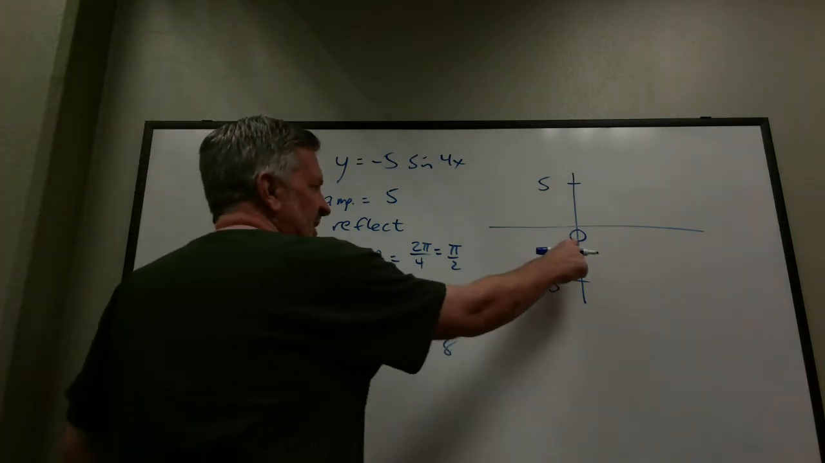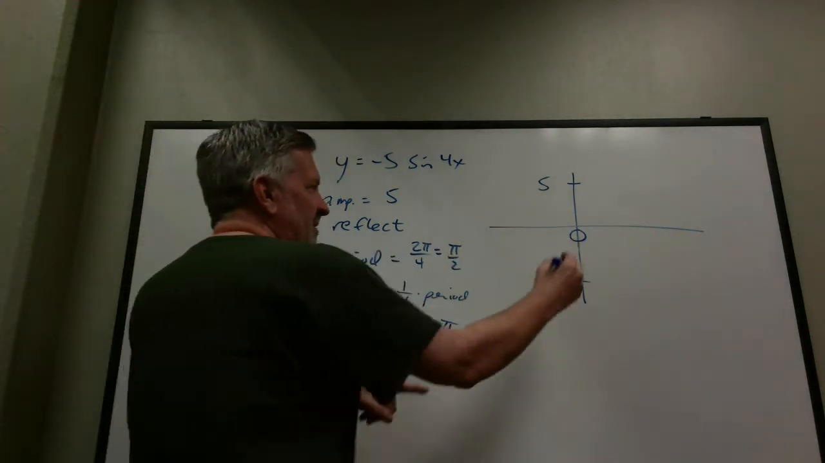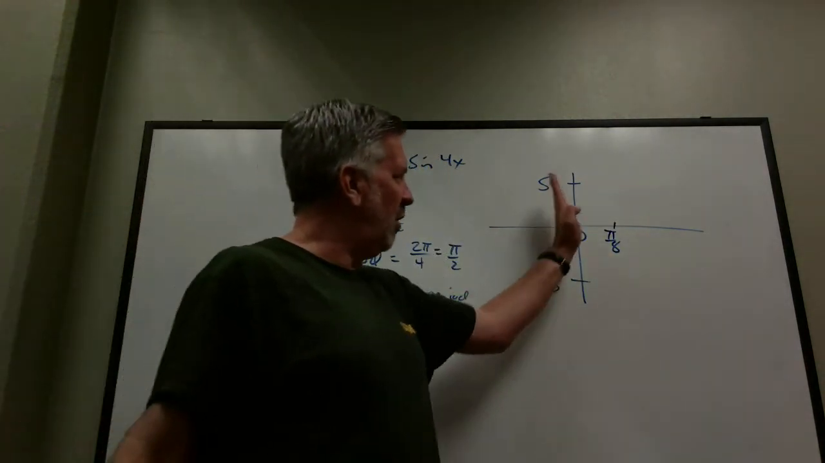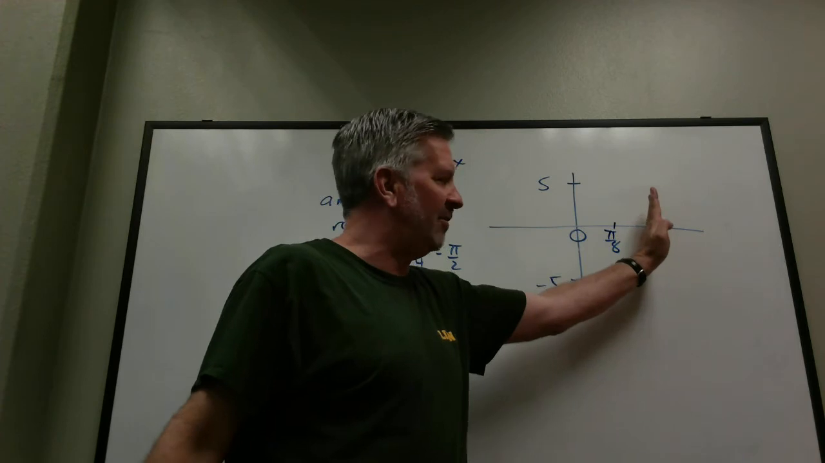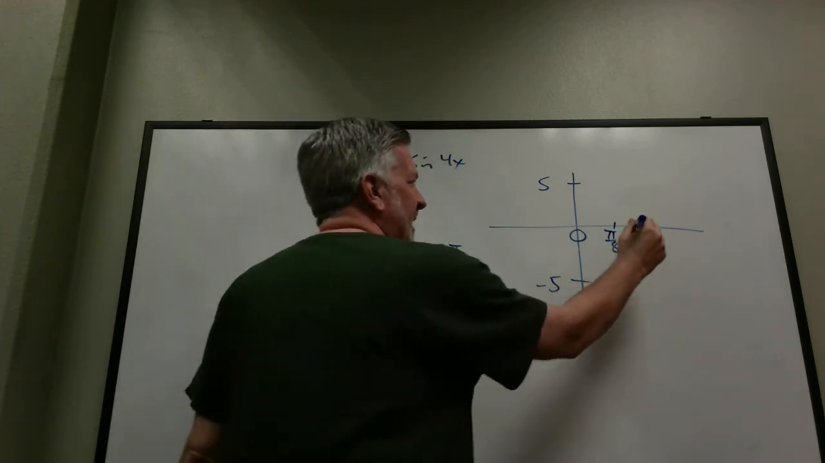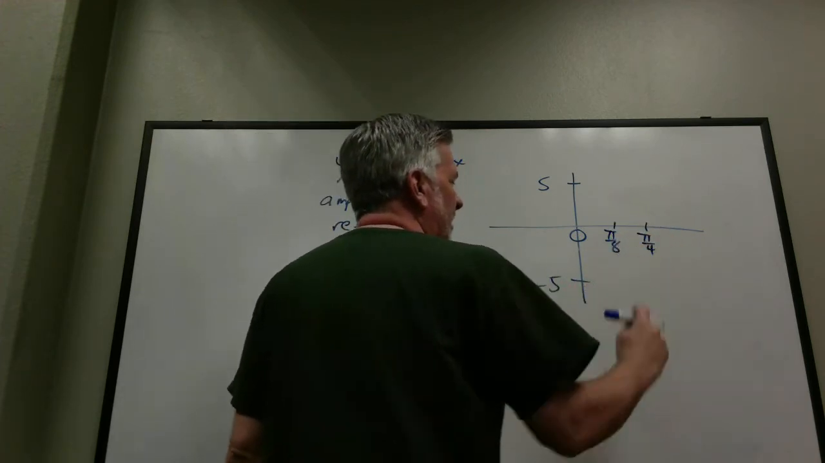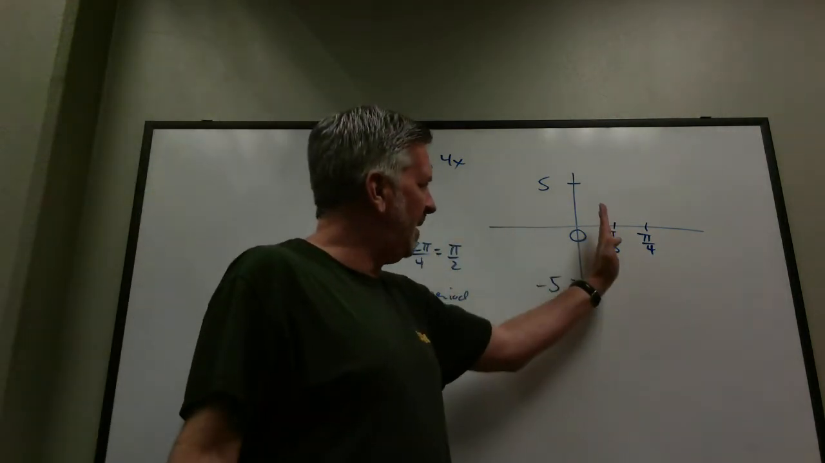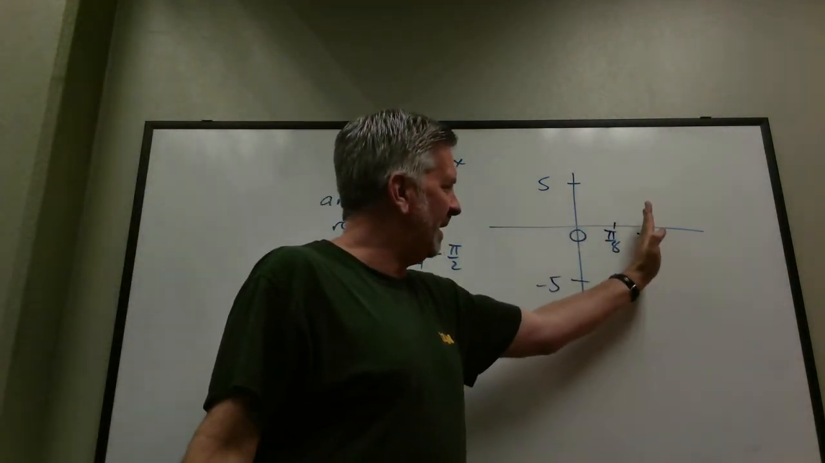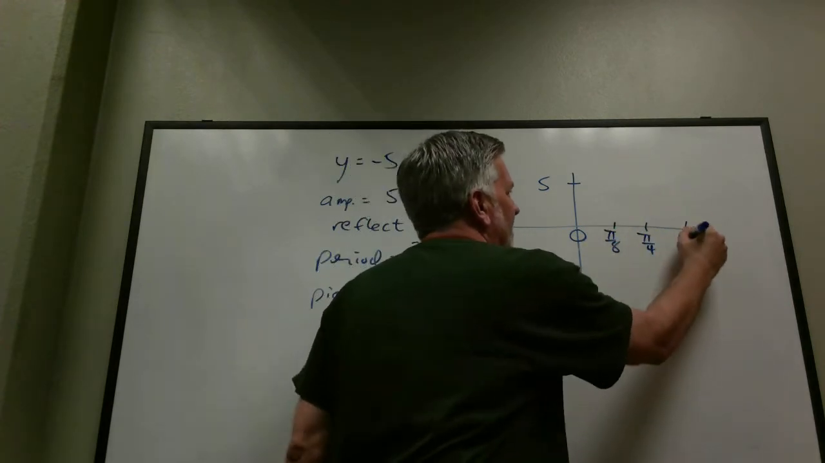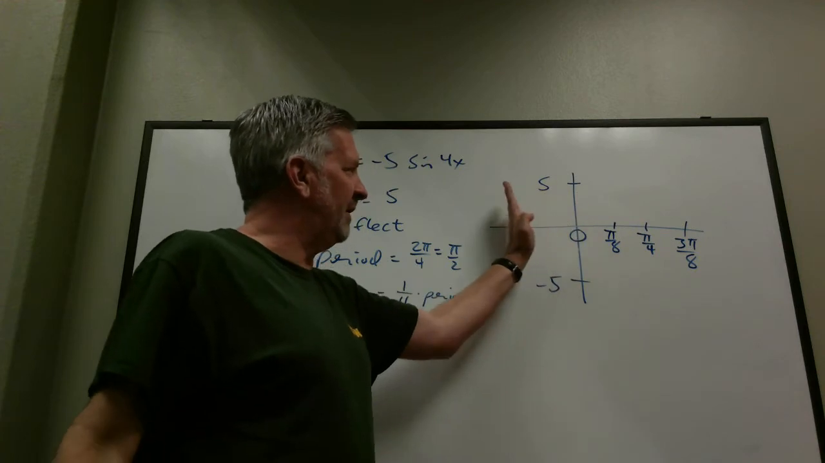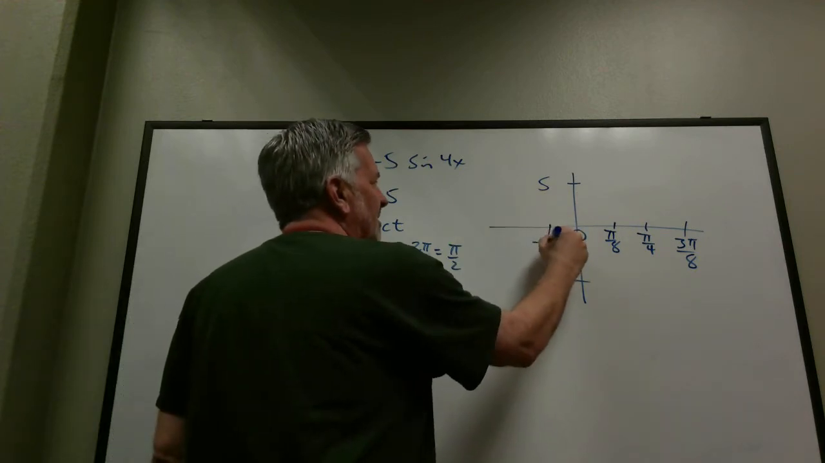Okay, so from zero, I'm going to add a piece. One piece is pi over 8. If I add another piece, it's 1 pi over 8 plus another pi over 8. That's 2 pi over 8, which is pi over 4. If I wanted to go another piece, it's 1 pi over 8, 2 pi over 8s, 3 pi over 8s. And just for kicks, I'll go from here. I'm going to go 1 to the left, which would be at minus pi over 8.